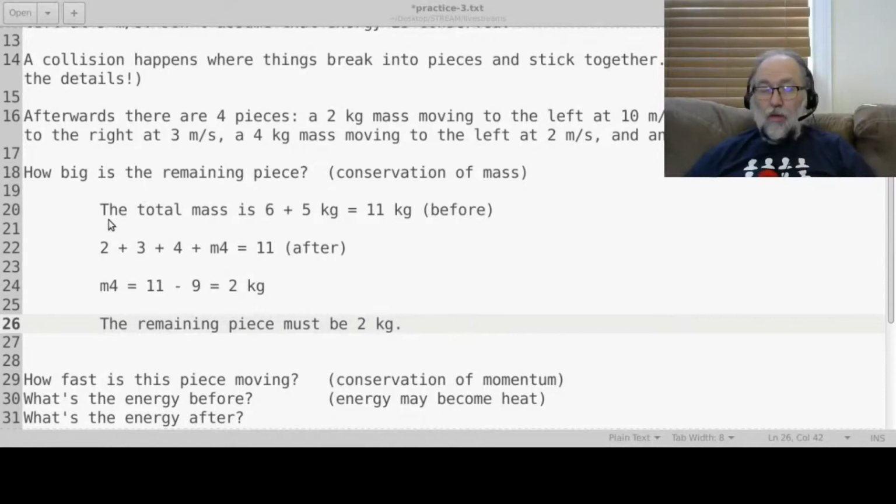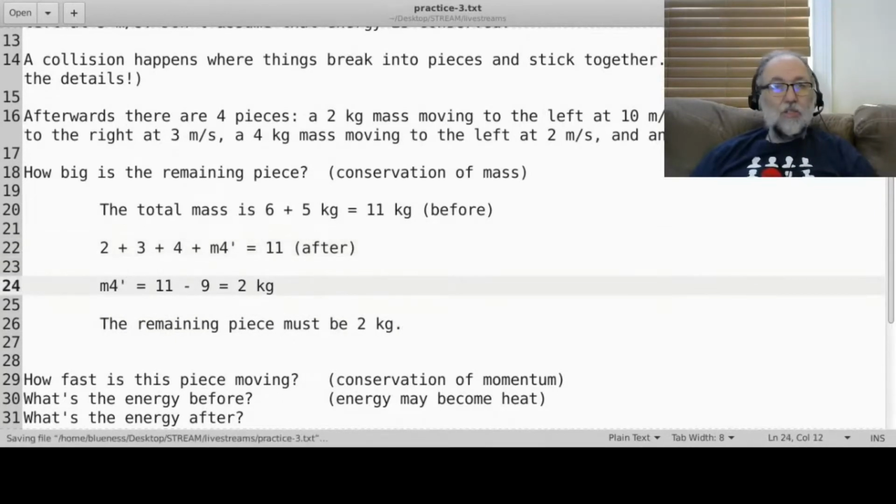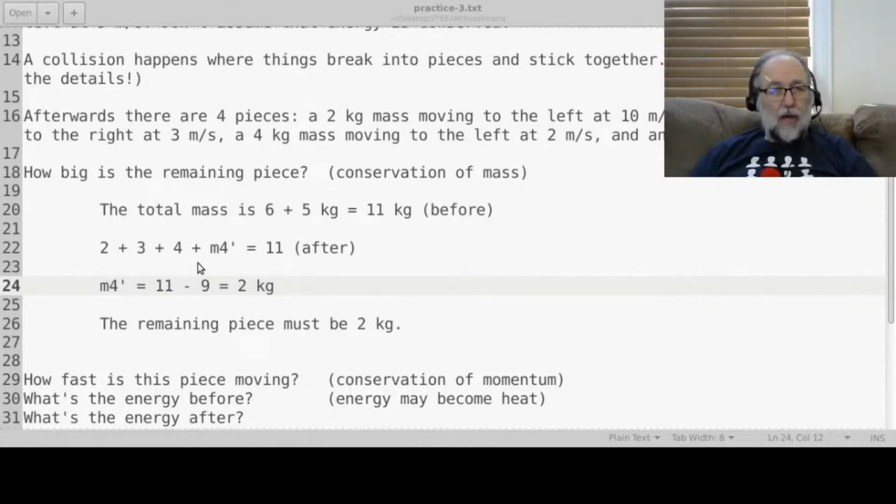The total mass before is a 6 kilogram and a 5 kilogram, so that's a total of 11 kilograms. After, you have those four pieces, one of which you don't know the size of. There was a 2, a 3, and a 4, and then I just called it M4. Actually, to stay consistent with my notation later, I'm going to call that M4 primed, because prime means after the collision. You'll see that as I go along. So what's M4 prime got to equal? Well, it's 11 minus (2 plus 3 plus 4), and so it's 2 kilograms. That remaining piece must be 2 kilograms in size. That was pretty trivial.